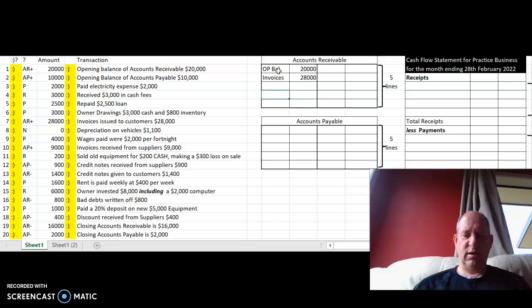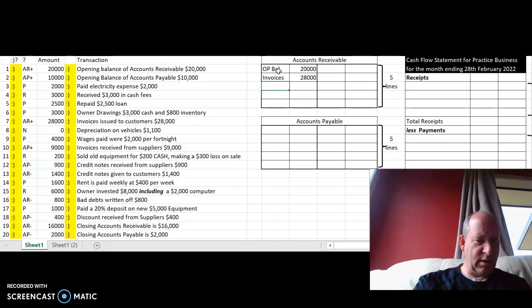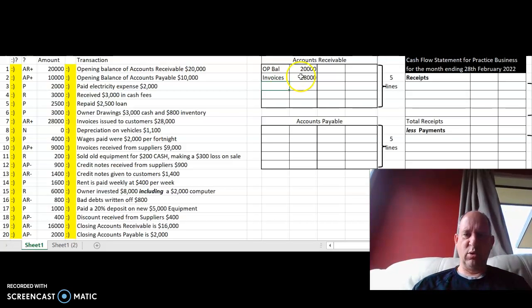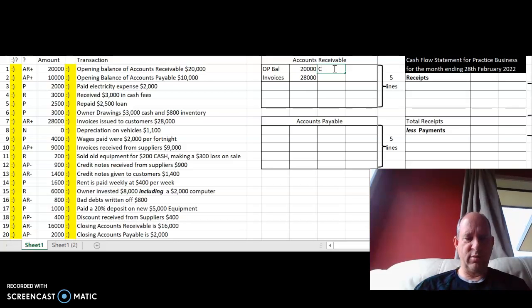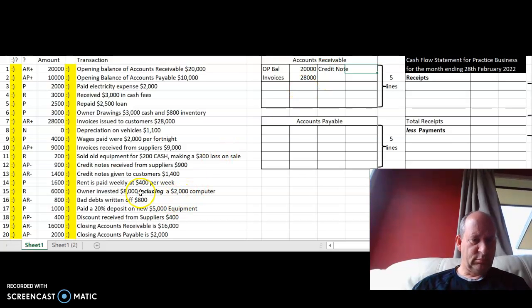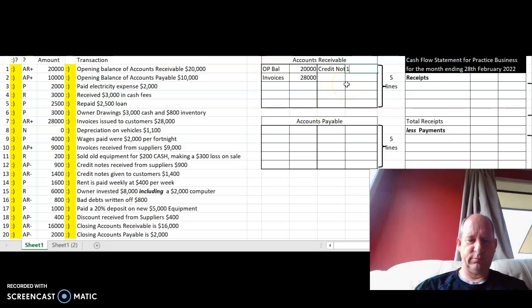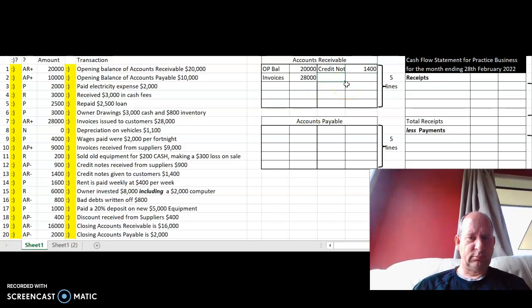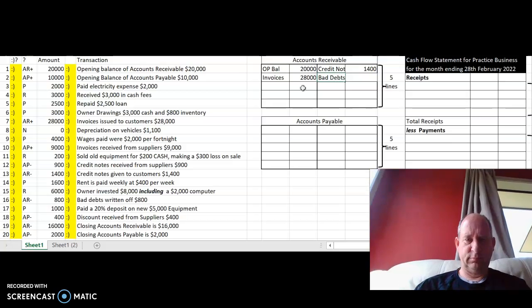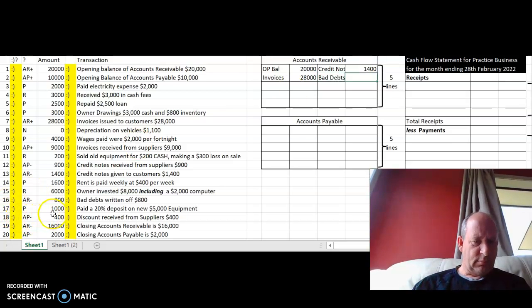And I'd like you to leave, I know we're right, and going through, I think that's all on that side. On the credit side, anything AR minus. So AR minus is go for a credit note. These are the returns, for 1,400. Bad debts were 800.